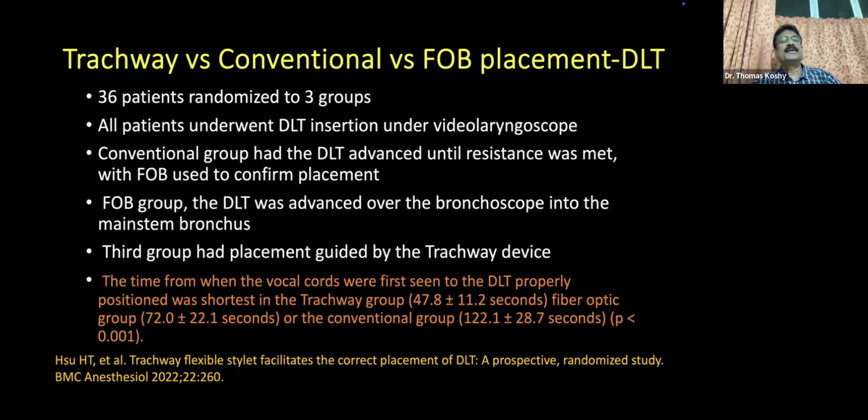The study compared Trackway versus conventional introduction of the double lumen tube, and then compared with the FOB placement. So 36 patients were randomized to 3 groups. All patients underwent DLT insertion under video laryngoscope. And this is the main finding: the time from when the vocal cords were first seen to the DLT being properly positioned was shortest in the Trackway group, around 48 seconds, compared to the FOB group. And the maximum time was in the conventional group. So again, this is equipment worth purchasing and practicing.